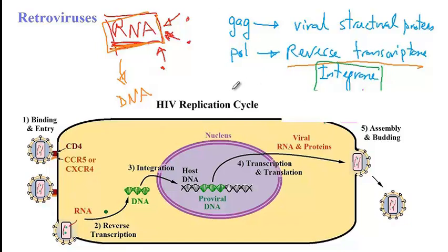And then the final gene is called the ENV gene, which is forming the viral envelope protein.